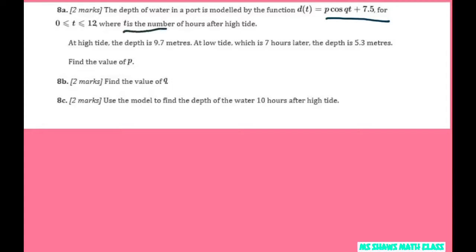The depth of water in a port is modeled by the given function. T is the number of hours after high tide, from 0 to 12. At high tide, the depth is 9.7 meters. At low tide, which is 7 hours later, the depth is 5.3 meters. Find the value of P and Q and use our model to find the depth of the water 10 hours after the tide.